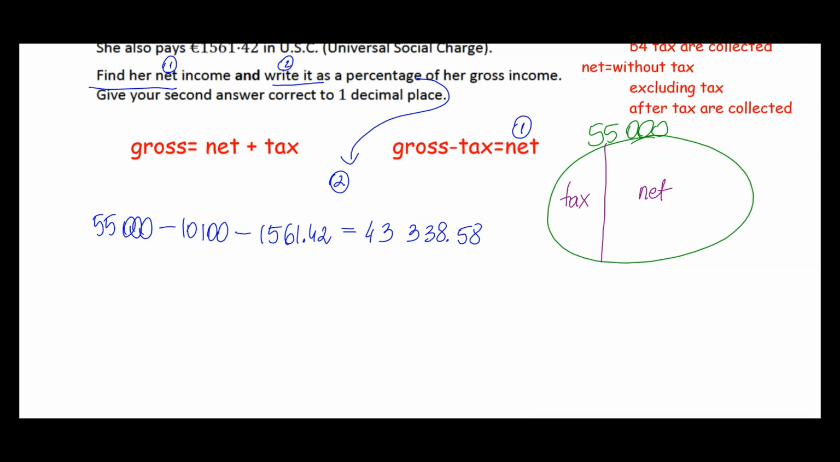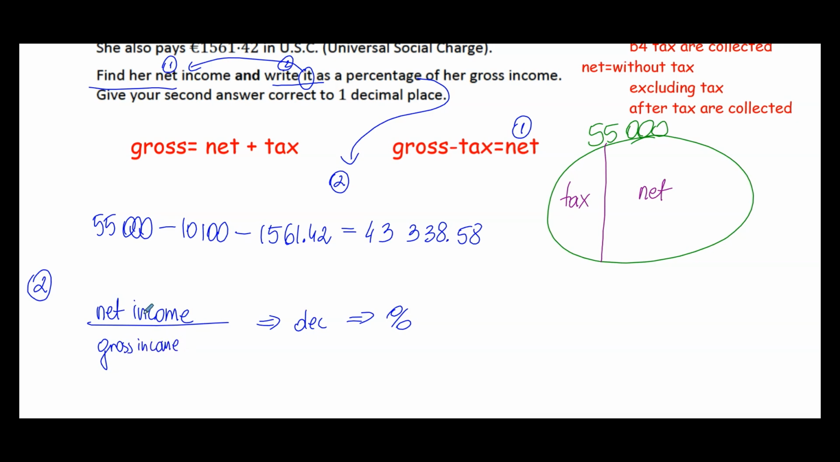Now, when it comes to percentage, always when your question tells you to calculate a percentage, you have to think about fraction, because that's where percentage comes from. Fraction will be changed to a decimal, and decimal will be changed to percentage, but it starts with fraction. So what fraction are we doing? Percentage of what? It. What is that it? Net income. So net income goes on the top of the fraction. Write it as a percentage of what? Of her gross income. So gross income goes at the bottom of the fraction.